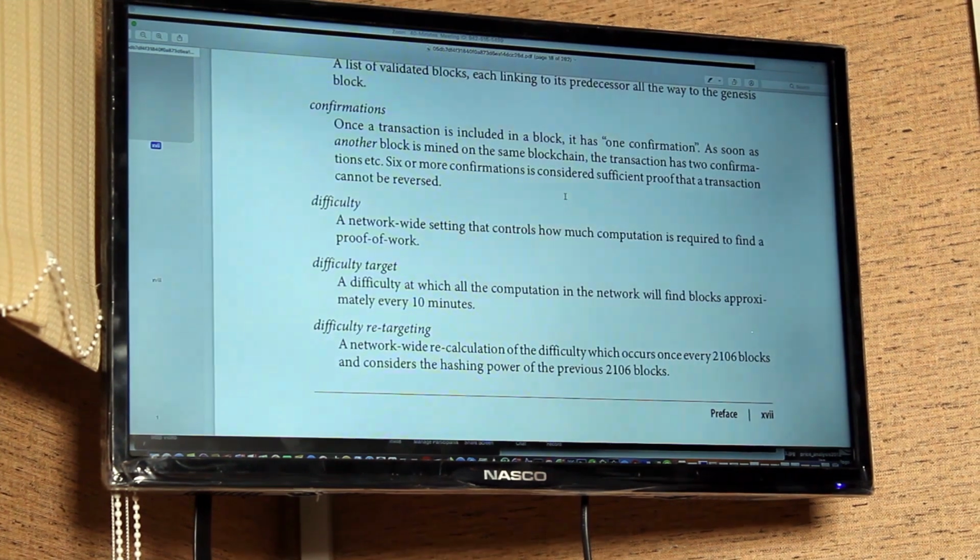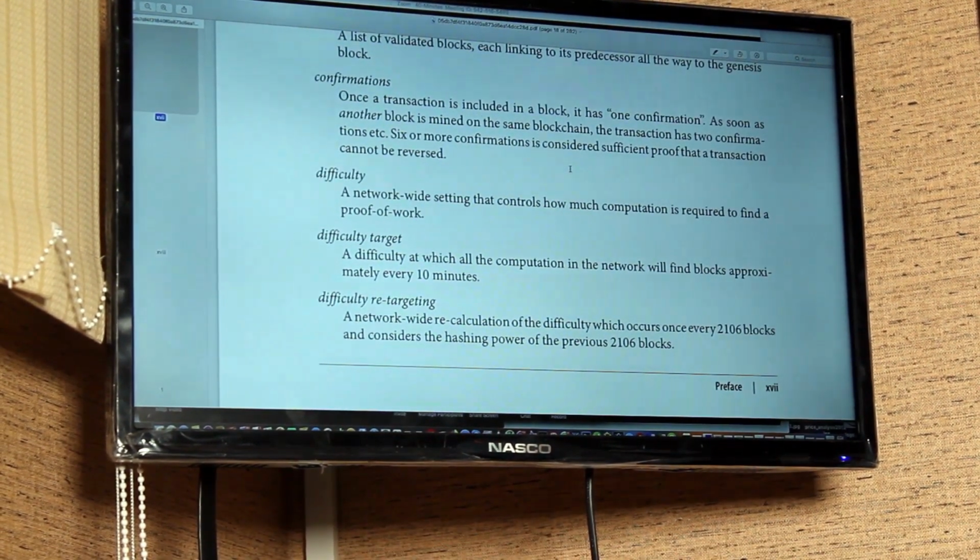So now, a network-wide setting that controls how much computation is required to find a proof of work is what we call the difficulty. And that is how come you hear miners constantly talking about mining difficulty, because that is where those real computations happen to actually work out those Bitcoins we need. And we have the difficulty target, and this is actually the difficulty at which all the computation in the network will find blocks approximately every 10 minutes.